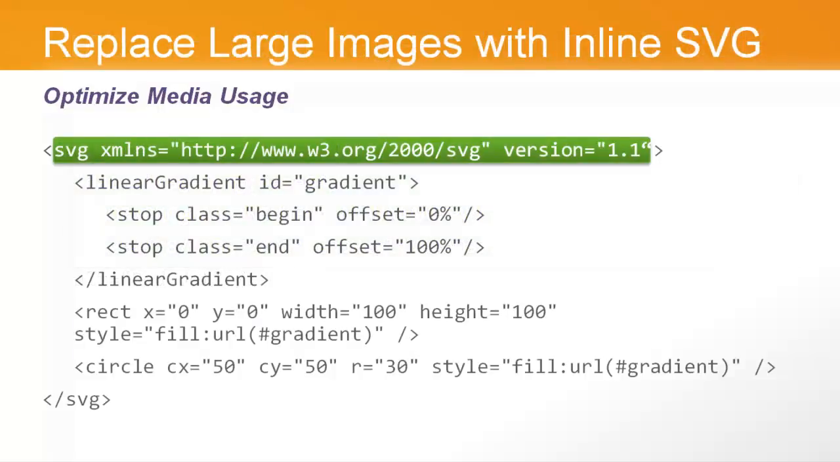Also try to use SVG. Internet Explorer 9 has great support for SVGs. So for certain images, especially vector-based images, try to use SVGs as much as you can, so that these will replace larger images. Instead of downloading a big image, you can reconstruct it very efficiently in the client.